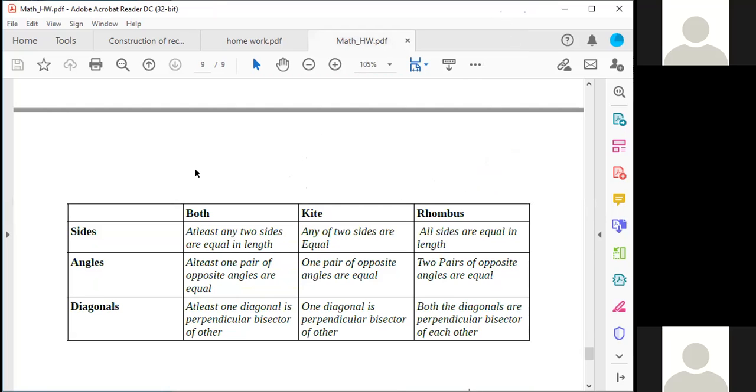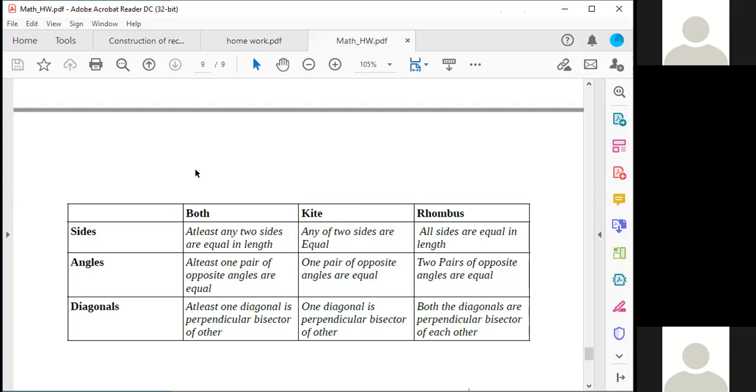Glad to see somebody did kite and rhombus. Is this true? Any two sides are equal in a kite. Pair of two sides are equal. Adjacent sides. Two pairs of adjacent sides are equal. So be careful with the language you use. There are two pairs of equal adjacent sides for a kite.